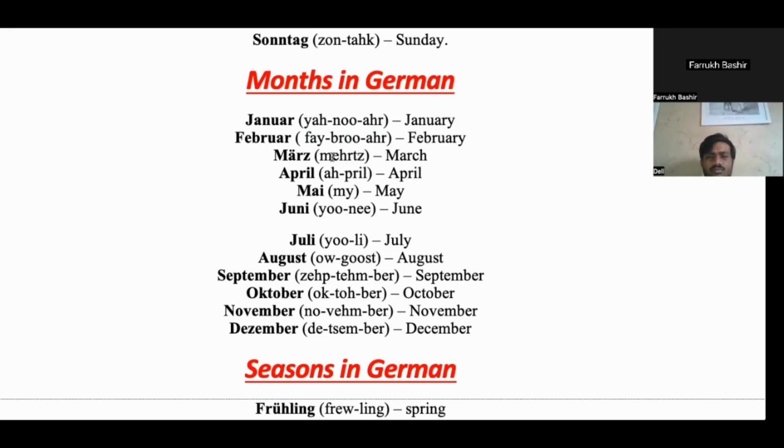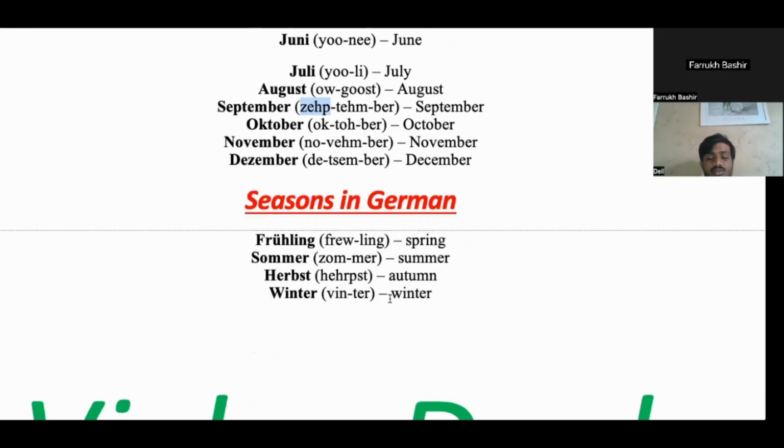März, April, Mai, Juni, Juli, August, September, Oktober, November, and Dezember. They are the same as in English: September, October, November, and December. And the last, we have December.